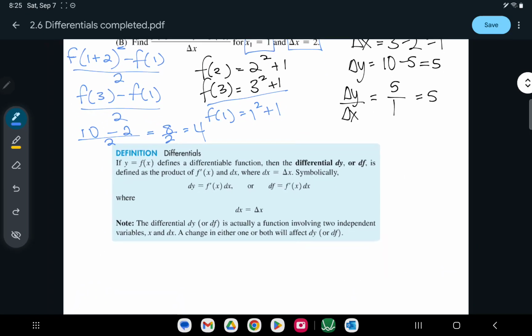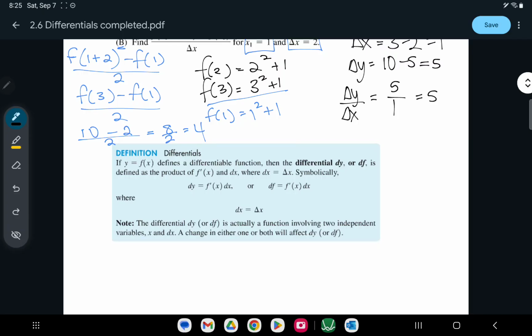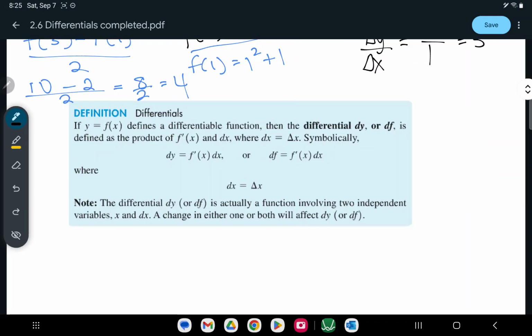All right, now differentials. So if a function y equals f of x defines a differentiable function, then the differential piece, so dy or df, is defined as the derivative of x and dx, where dx is the same thing as the change in x.